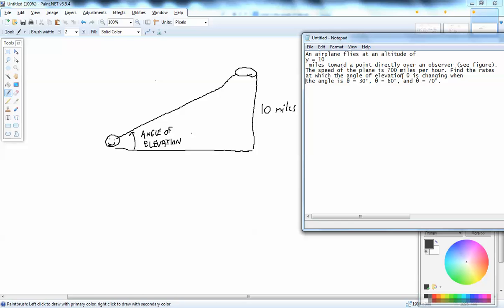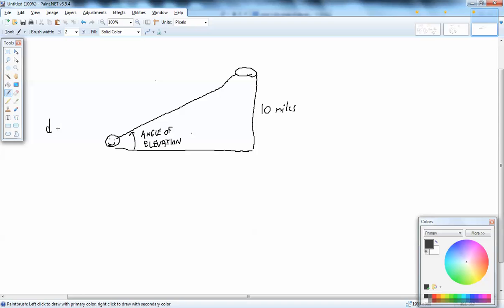The speed of the plane is 700 miles per hour. So the rate of the plane, I'm trying to think of the correct word to use here, the change in distance, d for distance, with respect to time is 700 miles per hour, so per 1 hour.